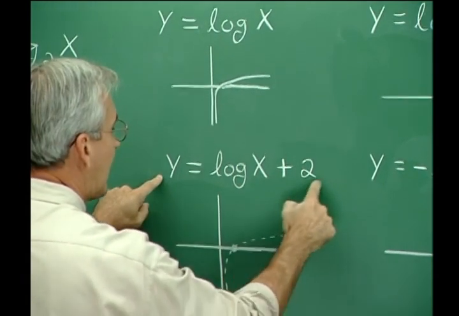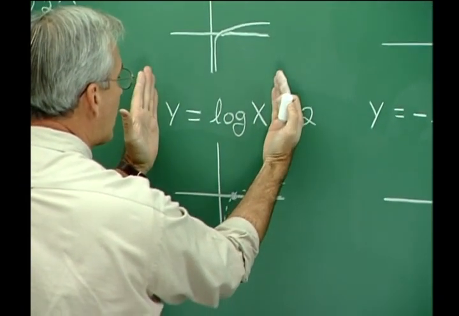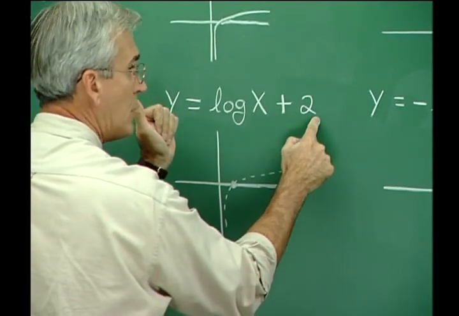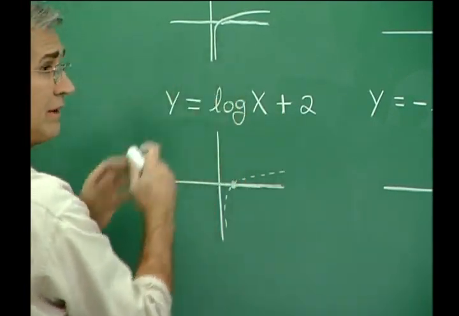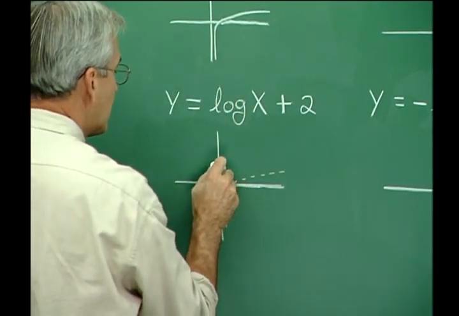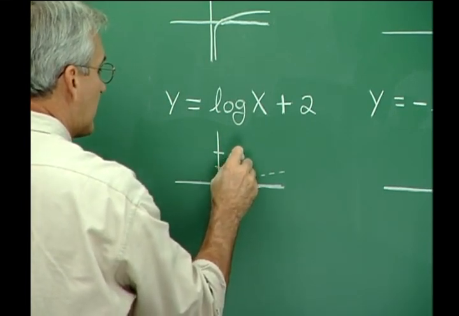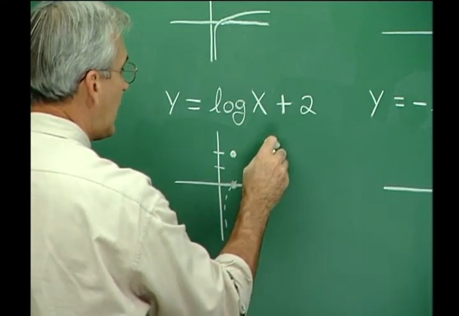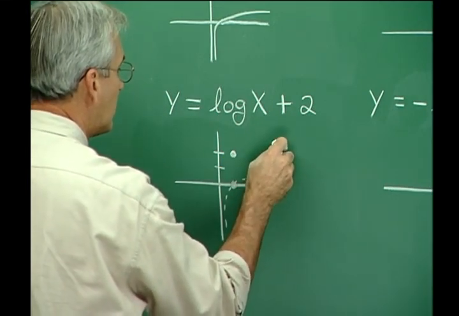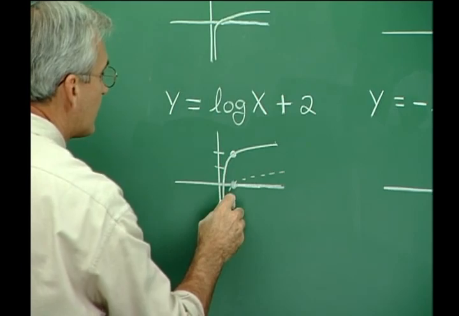Consider y equals log x plus 2. So it would be these vertical distances, then plus 2. So take all these vertical distances, lift them up 2. The graph appears then to just rise 2 places. And I'll just move this nice reference point, and all the other points follow. And here then would be the graph.